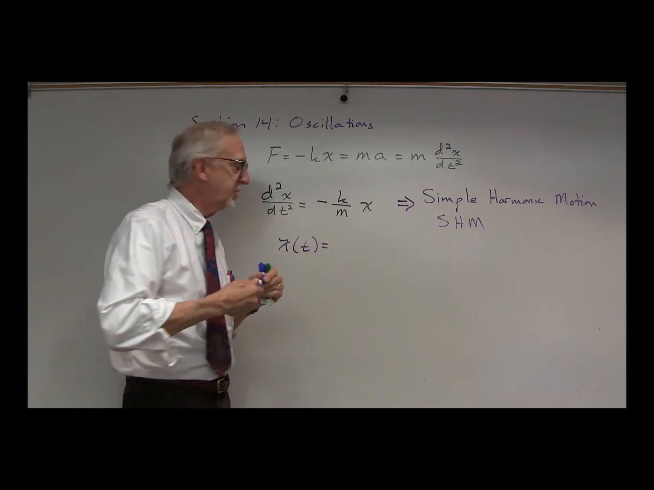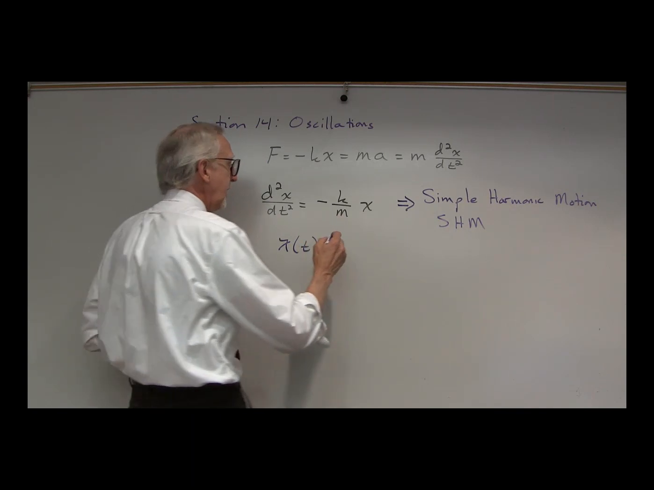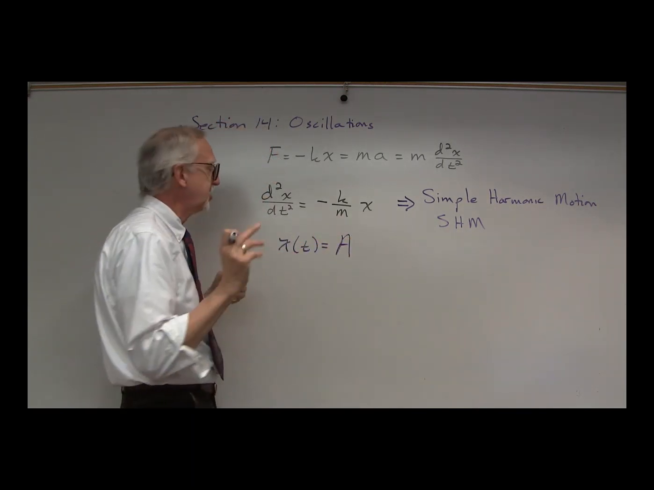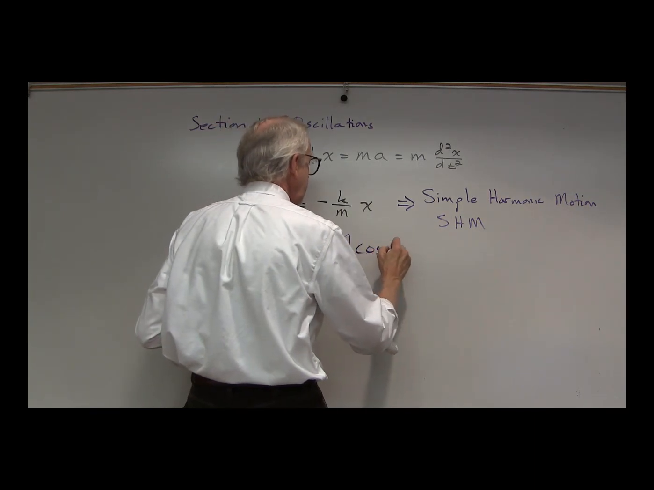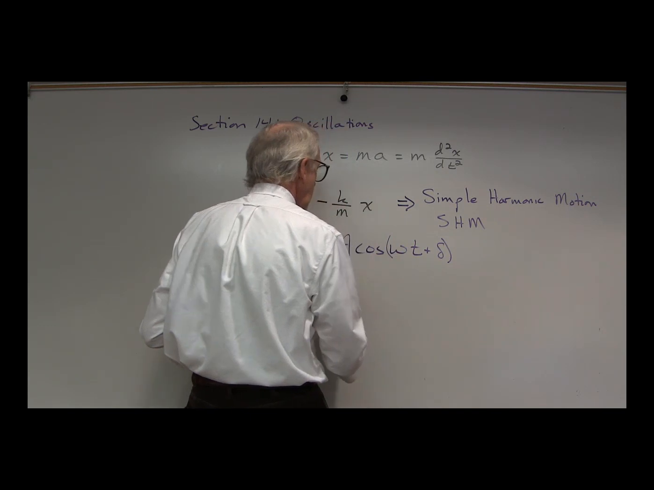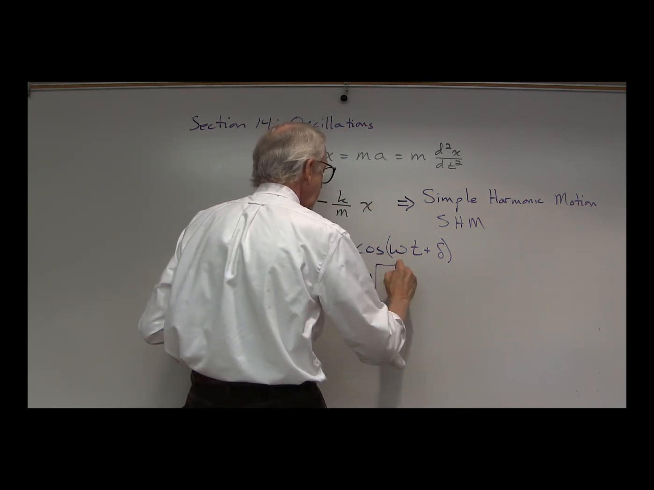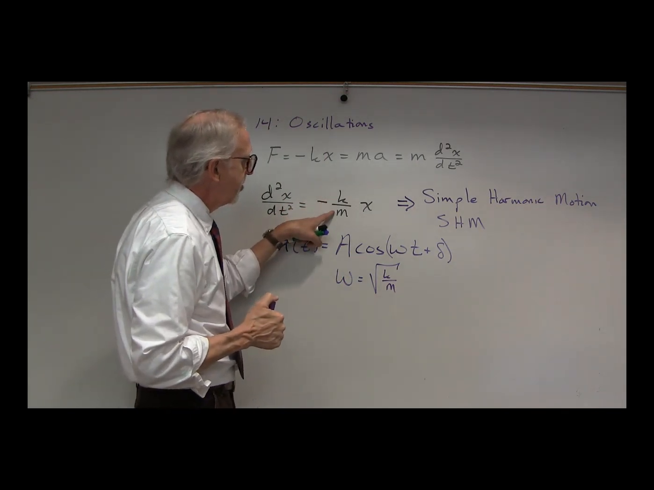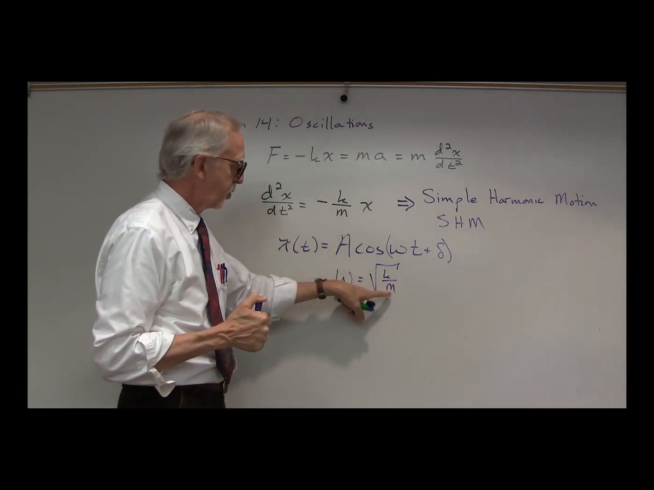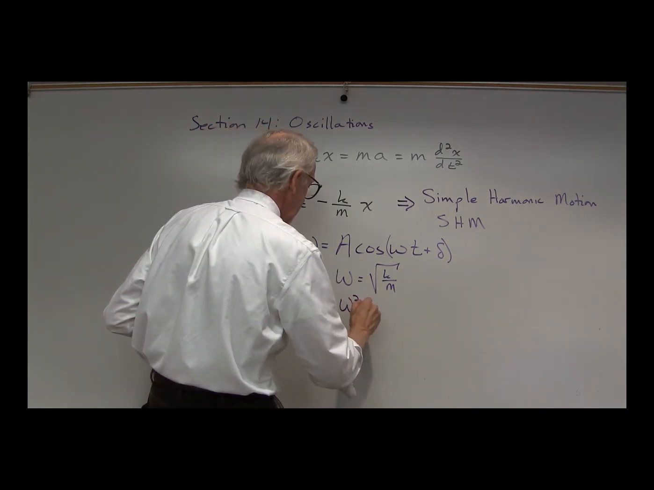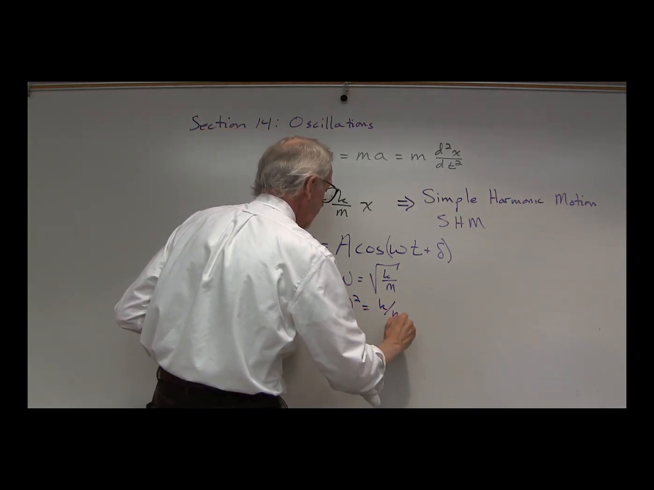The position as a function of time, a solution we can write as A, and I'll go back over all of the parts of this in just a second, cosine omega t plus delta, where omega is the square root of k over m. So this quantity k over m, the square root of that is omega, or omega squared is equal to k over m.